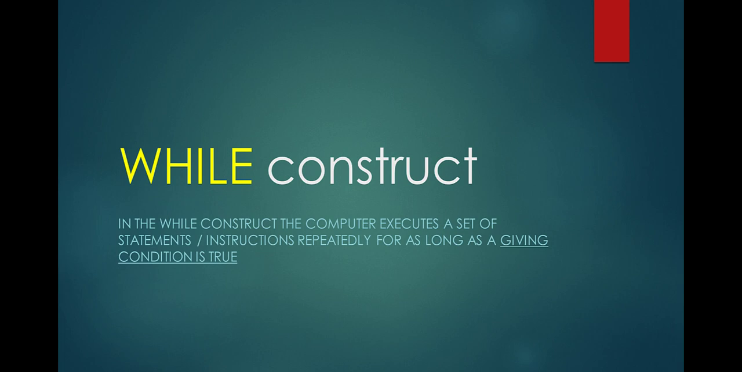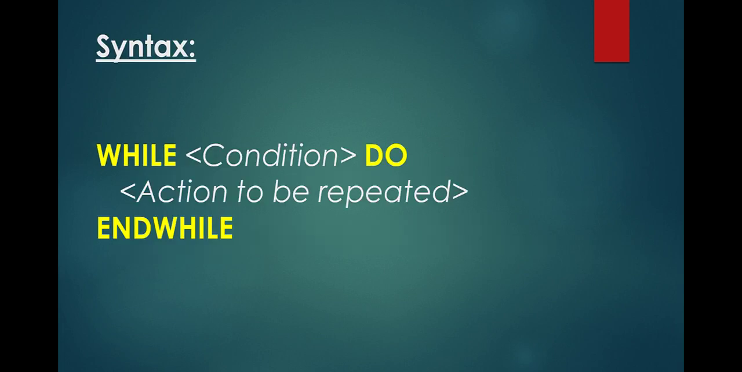So it's quite different from a for loop. A for loop is used when you know exactly the amount of steps or the amount of times that a statement should be repeated. Now the while loop, on the other hand, is used when you're not sure how long or how many times that statement should be repeated, right?